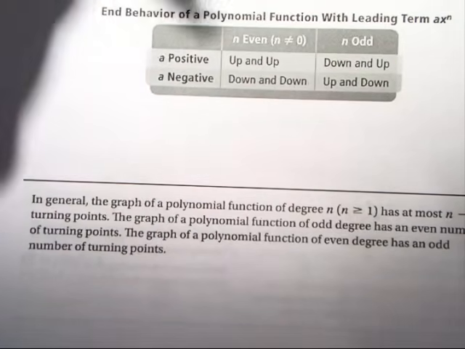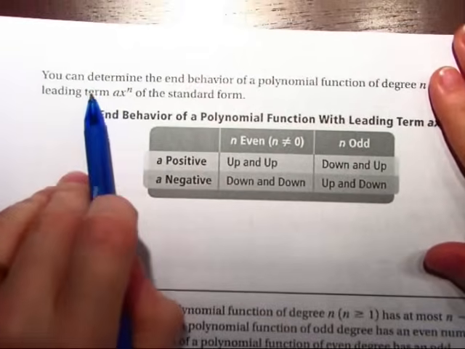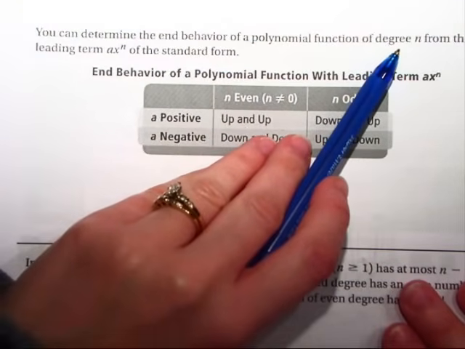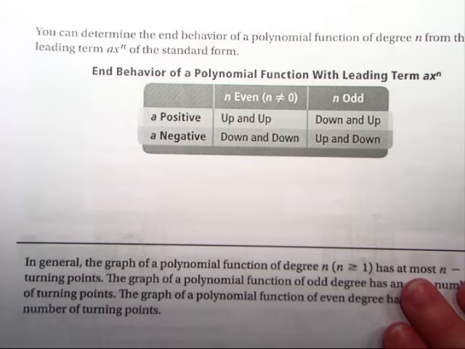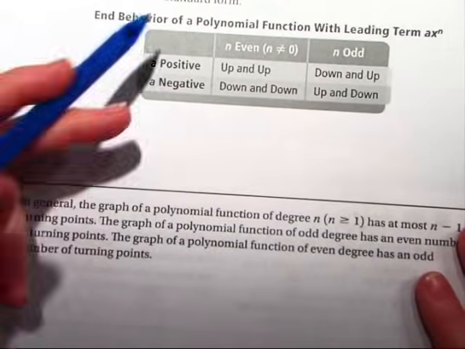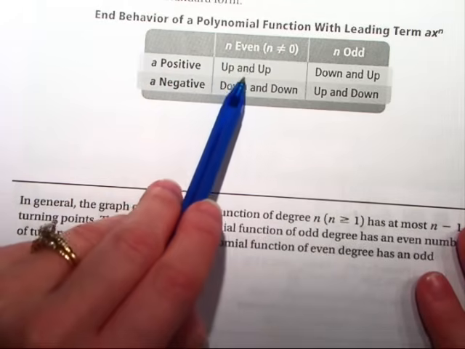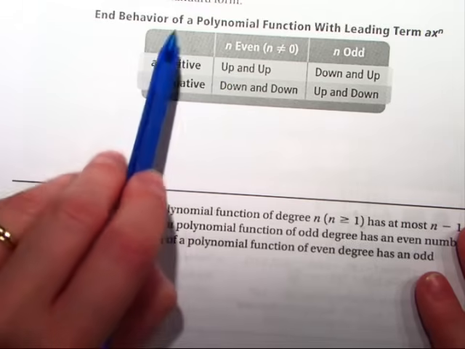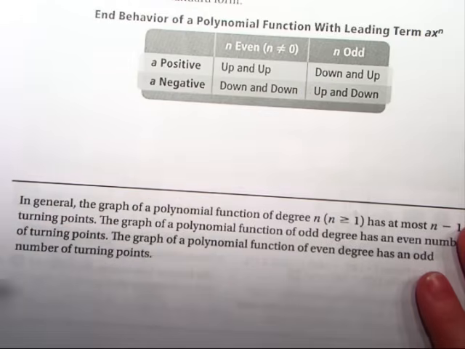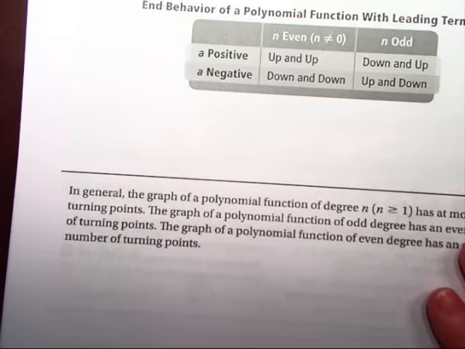Okay. You can determine the end behavior of a polynomial function from its degree and the degree of the leading term. Okay, so let's say that your leading term is positive and the exponent is even. Your graph's going to go up, up. Let's say your leading term is positive and it's odd. It's going to go down, down. I want to give you some examples of that, okay, and the negatives as well.